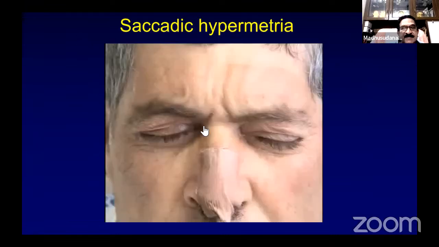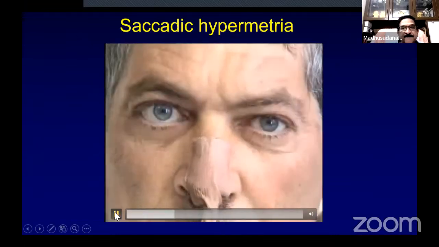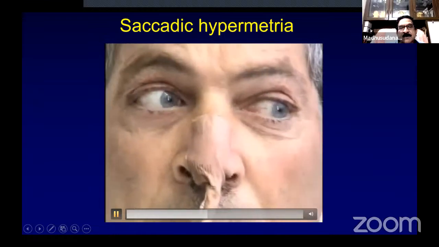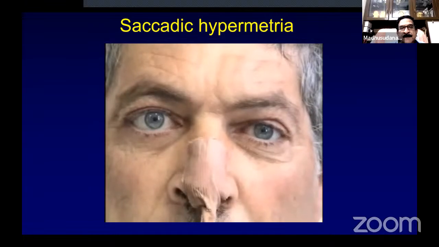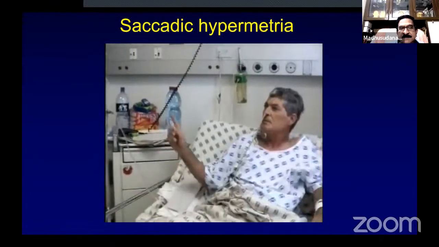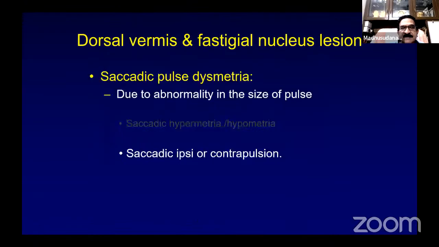So for example, let us see this case of saccadic hypermetria. You look at the eye, it overshoots and comes back. And I think skip that, it will be difficult to see. So I'll come to the ipsipulsion and contrapulsion.